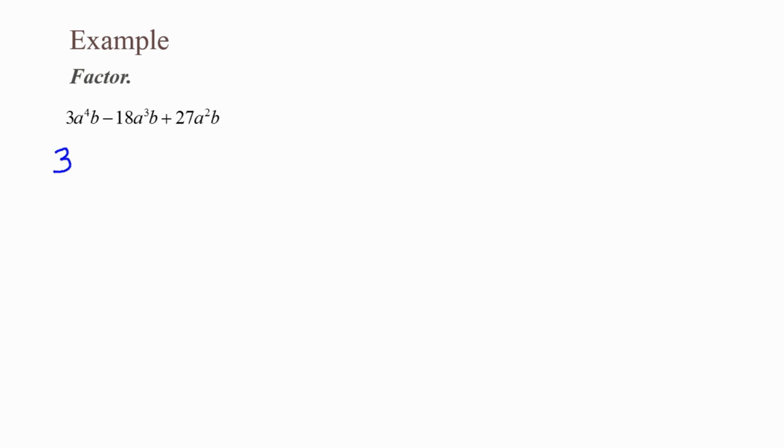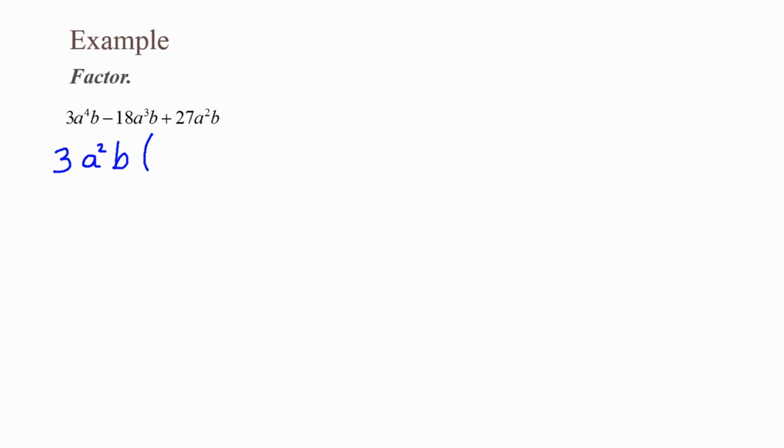Now I want to look at my a. I have a to the fourth, a to the third, a squared. A squared is the smallest of these, so that's the next part of my GCF. Looking at b, I have b to the first, b to the first, b to the first, so the last part of my GCF is b.